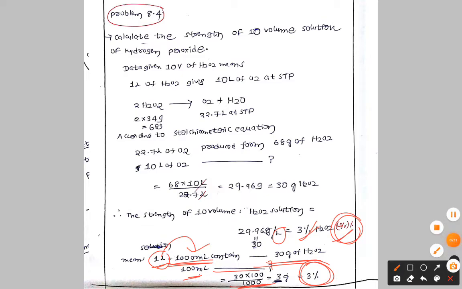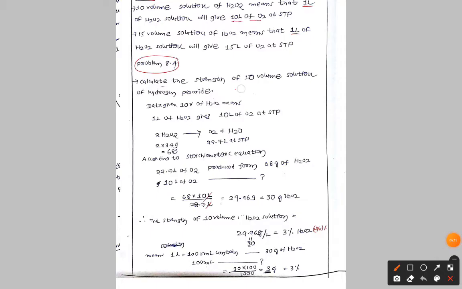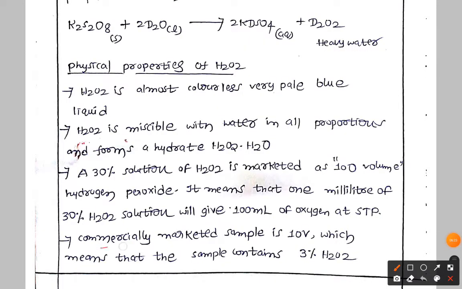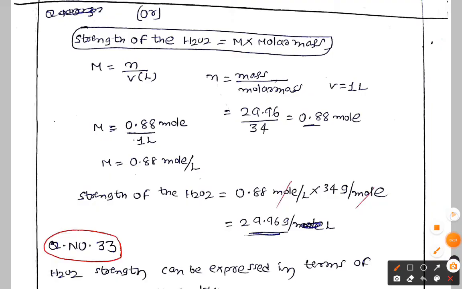Now, 10 volume means the strength is how much here? 3%. Now you understand the previous sentence: the commercially marketed 10 volume sample contains 3% of H2O2. Is it clear now? The same problem you can do by another method.